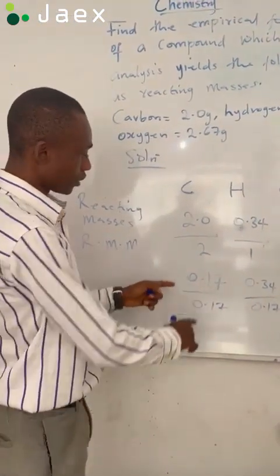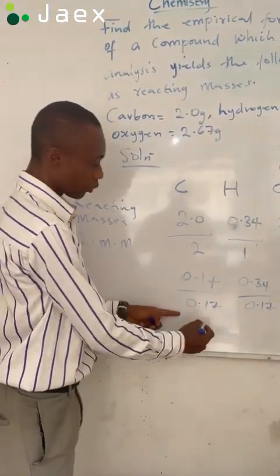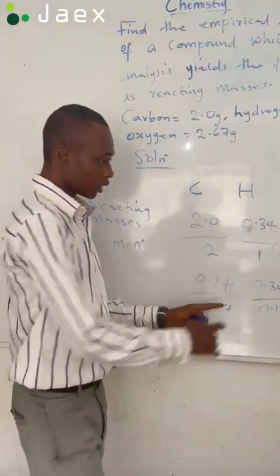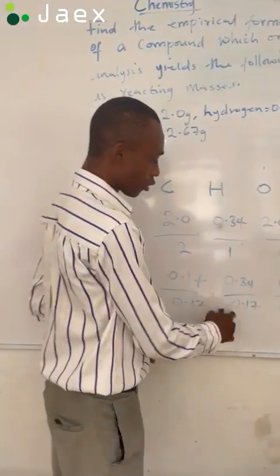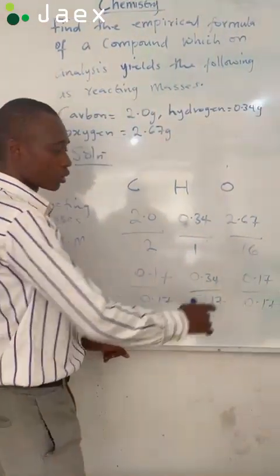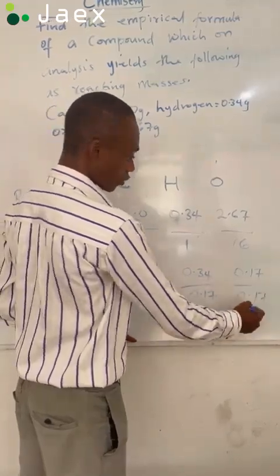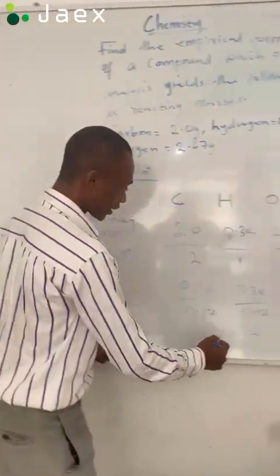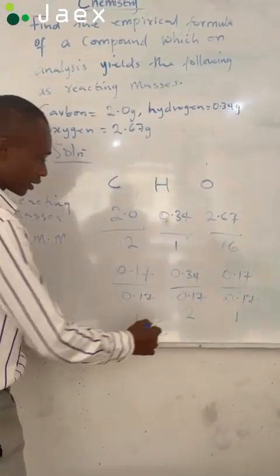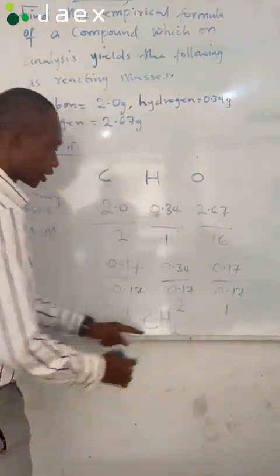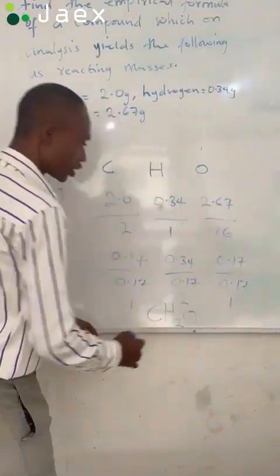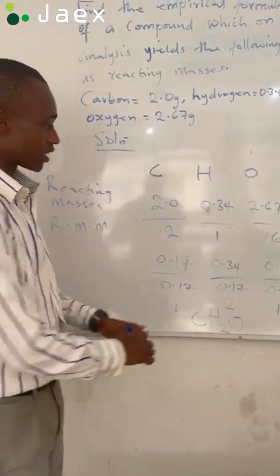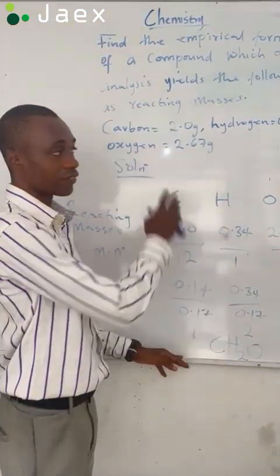Now the last step, 0.17 divided by 0.17, this is 1. 0.34 divided by 0.17, this is 2. And then this automatically will give us 1. So from calculation, it can be said that carbon is 1, hydrogen is 2, and oxygen is 1. So this is the empirical formula of this given compound.